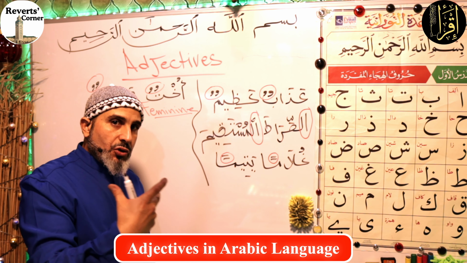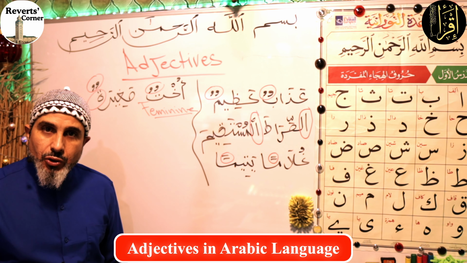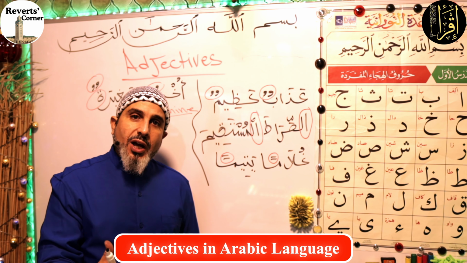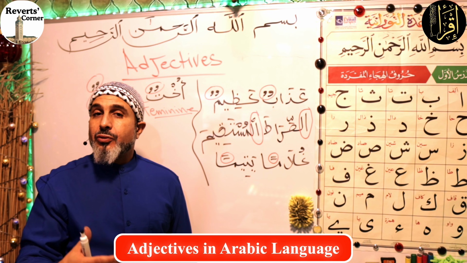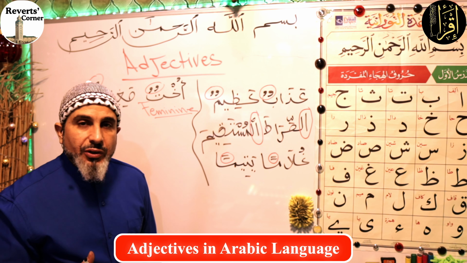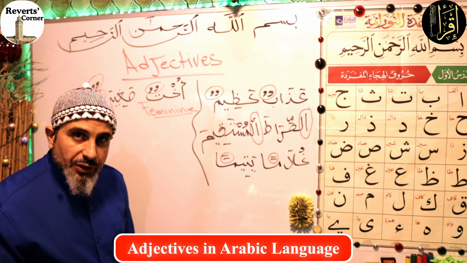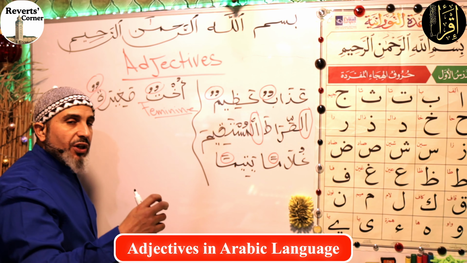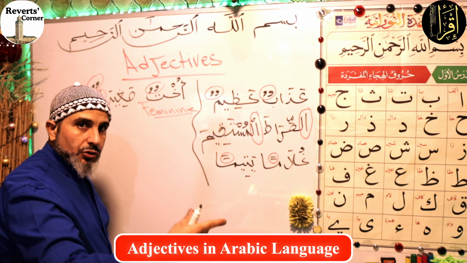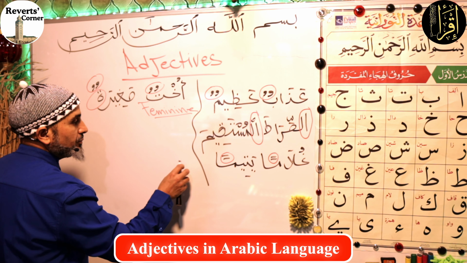If the one that is being described is dual, then the adjective should also be dual. If the one that is being described, the mawsuf or the man'ut, is plural, then the adjective or the na'at or the wasf should also be plural. An example is, we'll take this example, غلاما يتيما. We're going to make them dual as well. غلامين يتيمين.